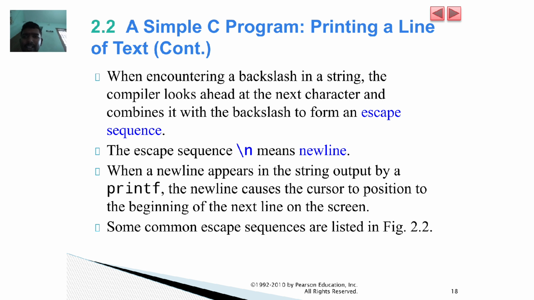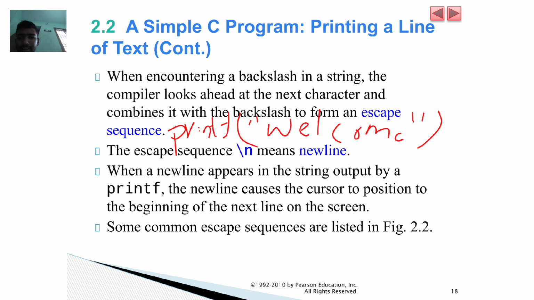Simple C programming: printing a line of text. If you want to print something, say "welcome", you are printing it with printf, and here you have to put the semicolon. Now it will be printing only in one line. Next, the cursor will continue here only.